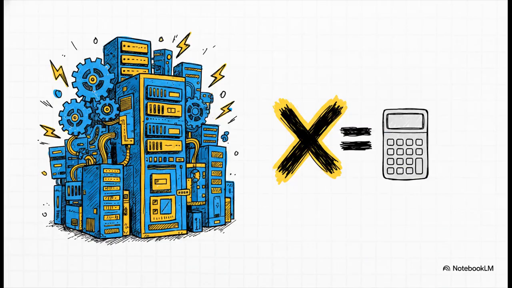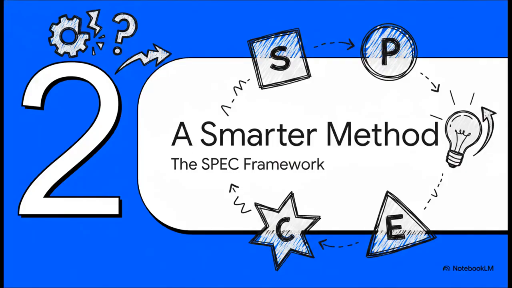Here's a great way to think about it. These AI models are unbelievably powerful supercomputers. But most of us are kind of using them like a basic calculator for simple math. It's time we learn to speak their language and unlock what they can really do. So how do we fix this whole thing? We need a system, a method. Let's talk about a really simple but incredibly powerful framework for building better prompts.